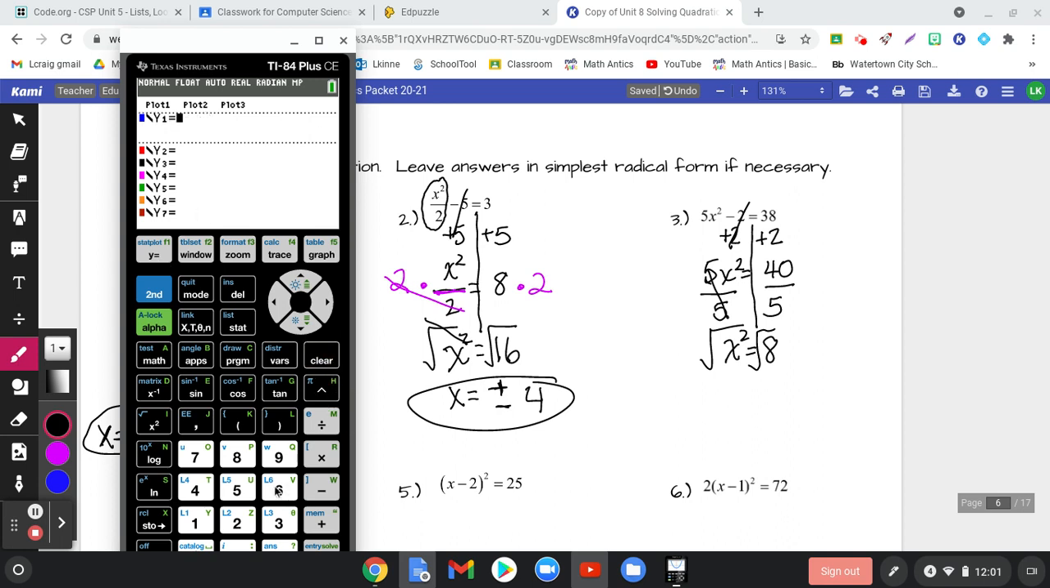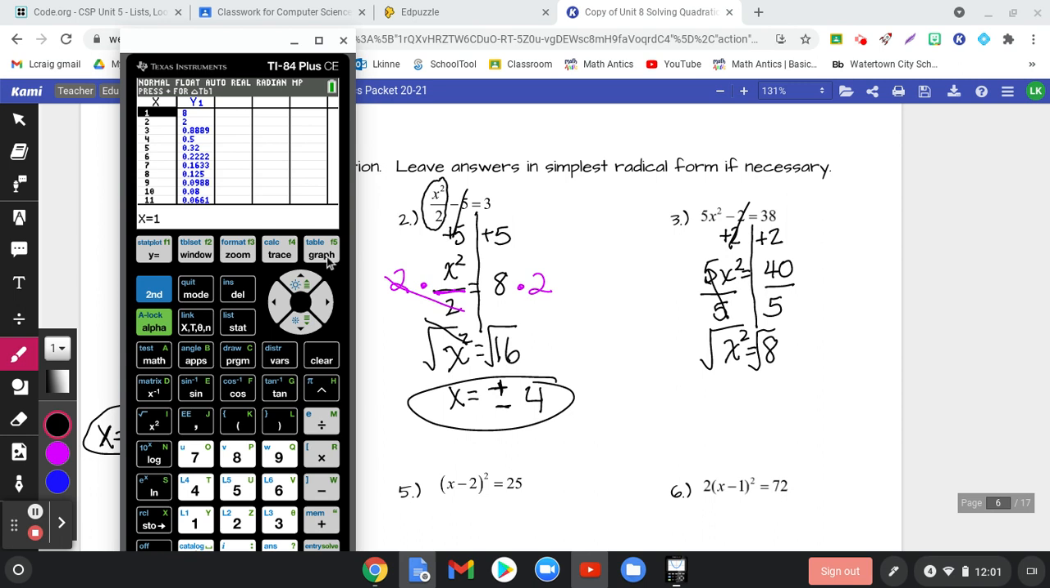If you go to y equals, you could type in 8 divided by x squared. We learned that last lesson. And then go to your table and go down until you find a 1. I don't see 1. We already passed it. 2 radical 2 right there.